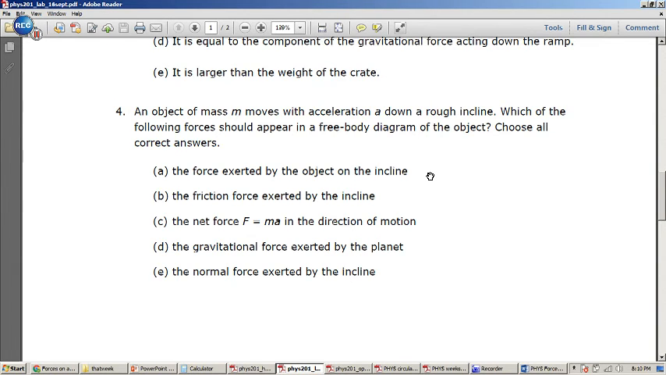Is the force exerted by the object on that object? Is the force from the incline on the object? Is the net force a force on that object? Is the gravitational force a force on that object? You go through these and you can quickly say, well, these forces are on the object. These are not forces, or they are forces not on the object.